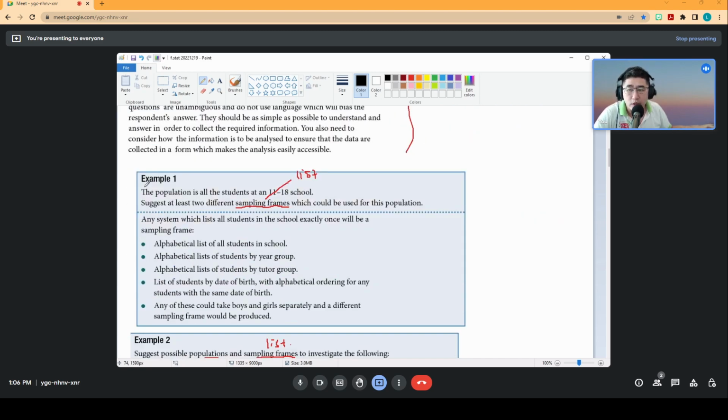Okay, let's look at example one. The population is all the students at the school. So this one, okay, is an 11 to 18 school. Suggest at least two different sampling frames which could be used for this population. That's the list. Okay, how do you actually generate the list? So any system which lists all students in the school exactly once will be the sampling frame. So an alphabetical list of all students in the school, an alphabetical list of students by year group, an alphabetical list of students by tutor group, and so on. Okay.